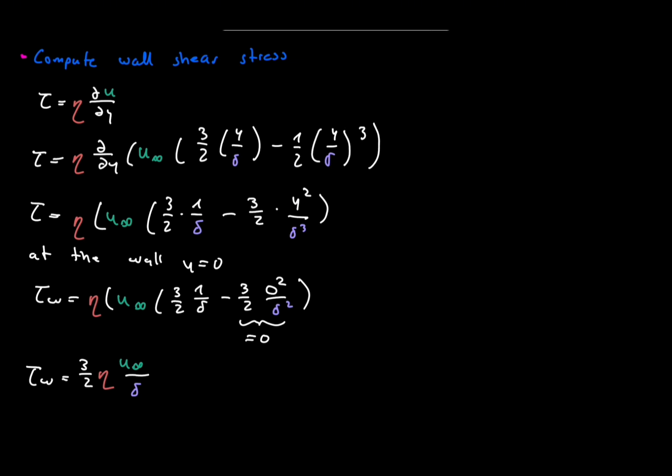In summary, we improved our boundary layer model by introducing a polynomial velocity profile and determining its coefficients using physical boundary conditions. In the next video, we will use this profile together with the von Karman integral method to determine how the boundary layer thickness evolves along the plate.